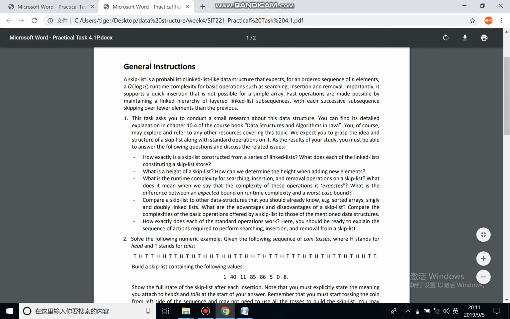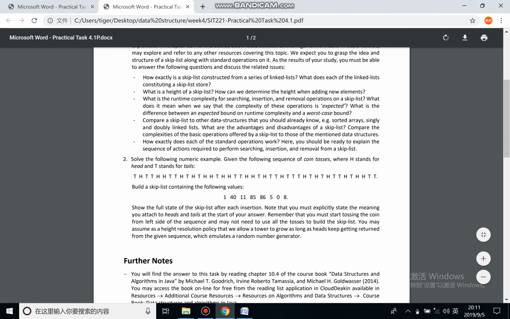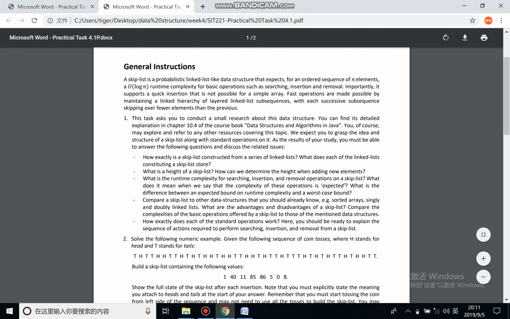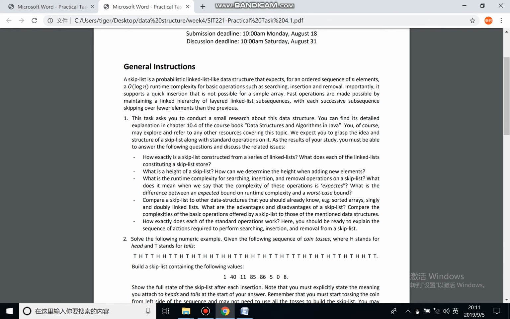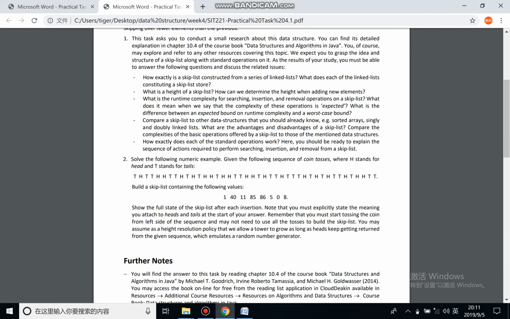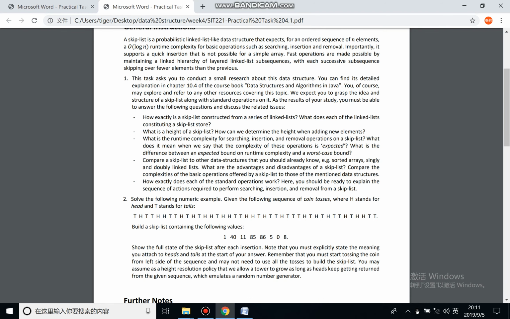So in week 4.1 we have two problems. One asks us for basic information about skip lists, and the second is to solve a true question to construct a skip list. So let's move to the first one. The first one has several small problems.